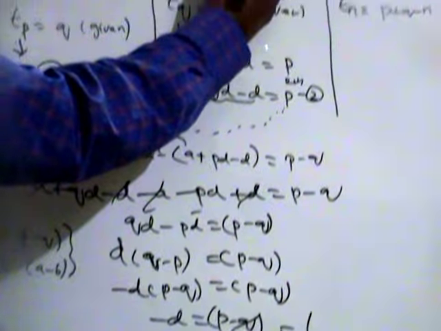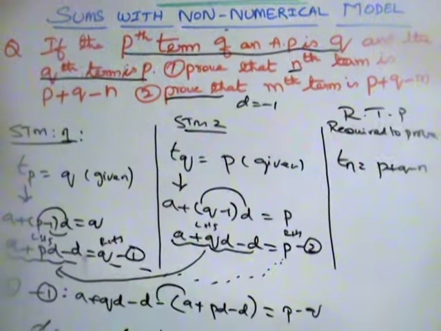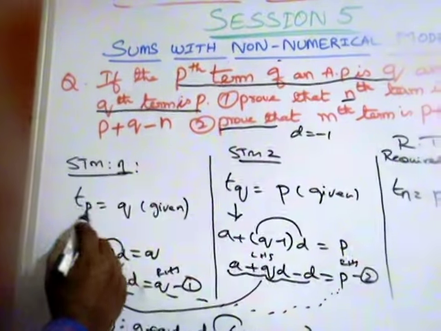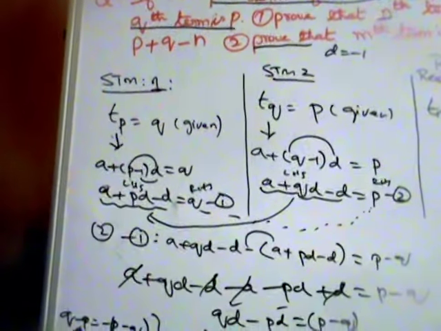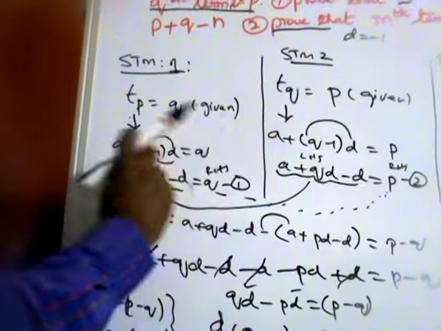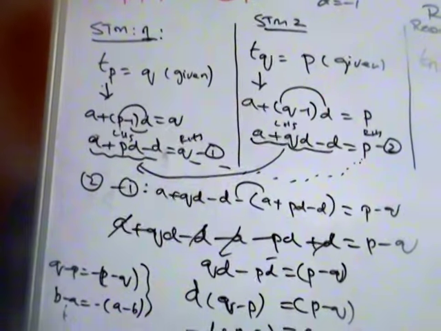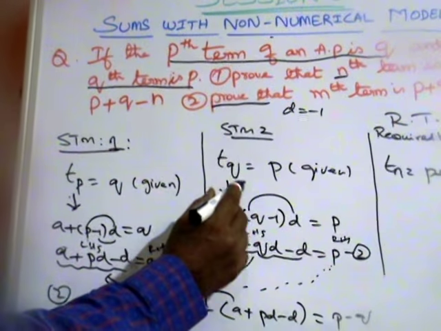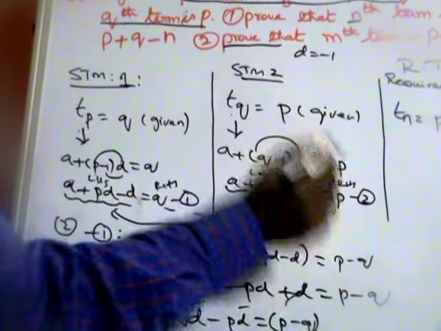So I like the answer D equal to minus 1. Next you must find A. Hope you understand. Pth term is Q, Tp equal to Q. So in the formula Tn you have to substitute P, you will get this, expand and keep it as 1. Statement 2 says Qth term is P. So just put the Tn formula, instead of N you put Q, expand and get the second equation.